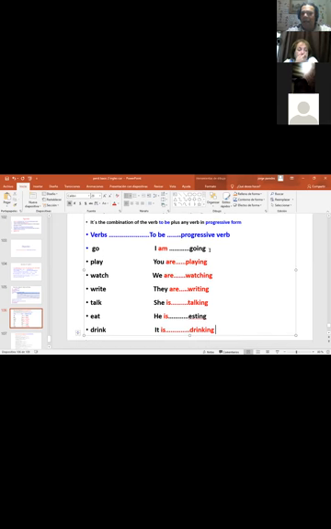¿Cómo se hace? I'm going, yo estoy yendo. You are playing, tú estás jugando. We are watching, nosotros estamos mirando o viendo. They are writing, ellos están escribiendo. She's talking, ella está hablando. He is eating, él está comiendo. Correcto.